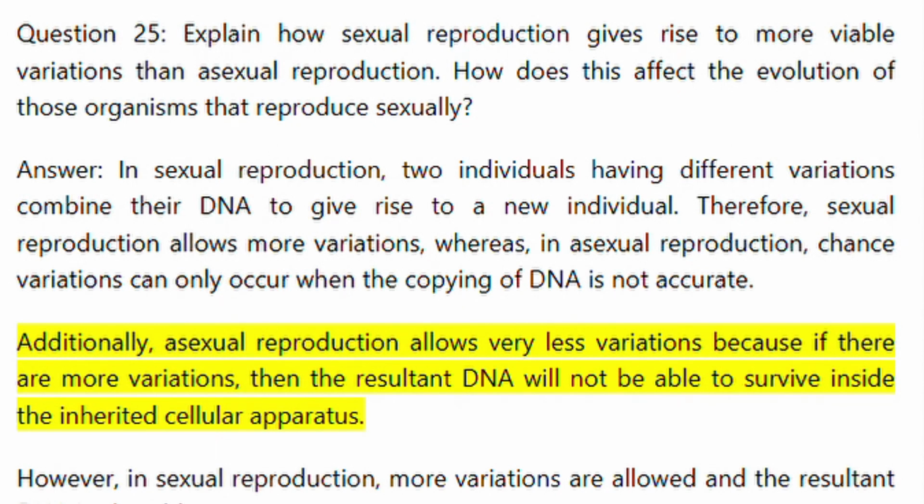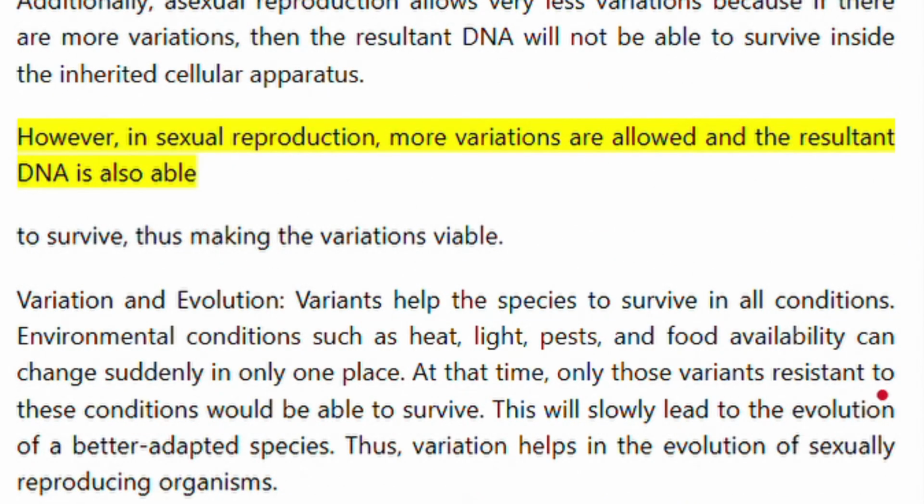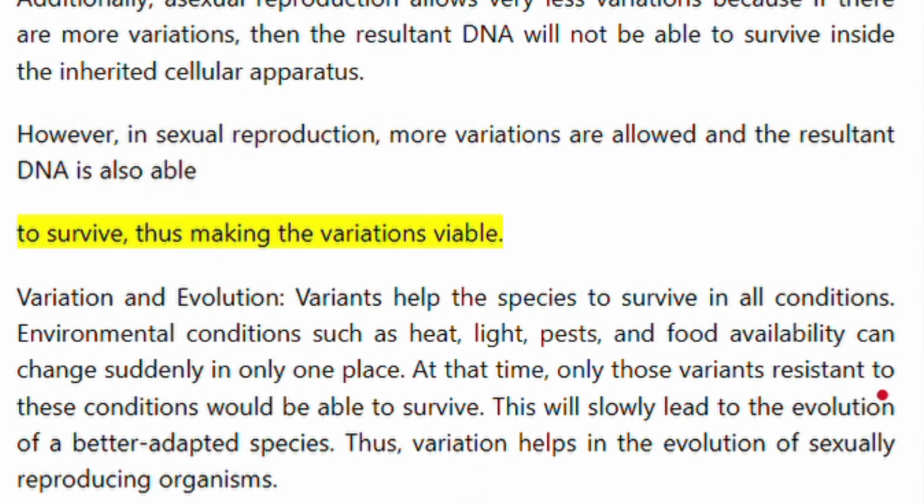Additionally, asexual reproduction allows very few variations because if there are more variations, then the resultant DNA will not be able to survive inside the inherited cellular apparatus. However, in sexual reproduction, more variations are allowed and the resultant DNA is also able to survive, thus making the variations viable.